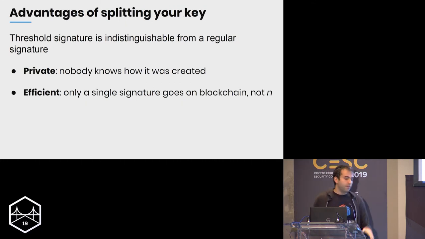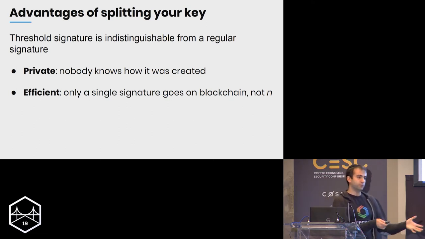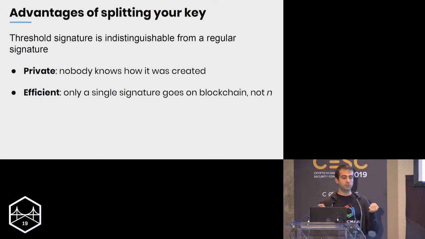So the advantages of splitting your key are the exact opposite of the drawbacks of multi-signatures. And they all come from the fact that a threshold signature looks like a regular signature. Unlike a multi-signature, which is many signatures, right? You just have an address that says this key address requires three signatures to sign. A multi-signature does this sort of on the client side. It's a protocol among different people, but what it produces is just a single signature.